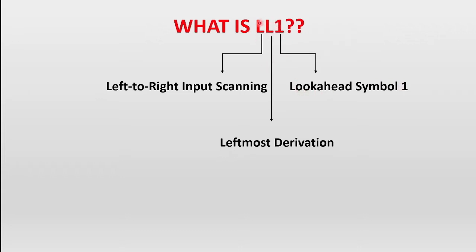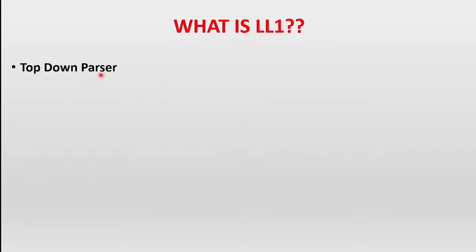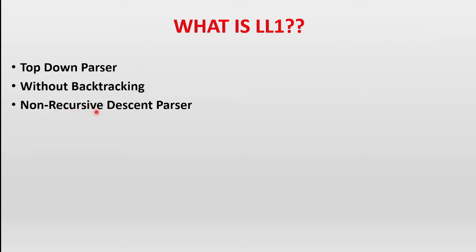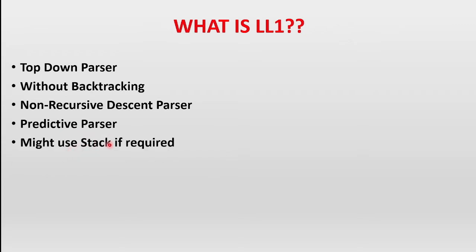For now, just remember: first L stands for left to right input scanning. Second L, when you draw the derivation tree, it should be drawn starting from the leftmost side. And 1 stands for look ahead symbol. Now LL1 is called a top down parser because we go from top to down in the tree. It is called a without backtracking parser, meaning you don't do backtracking. It is also called a non-recursive descent parser. It is called a predictive parser, and it might use a stack if required for storing the data.